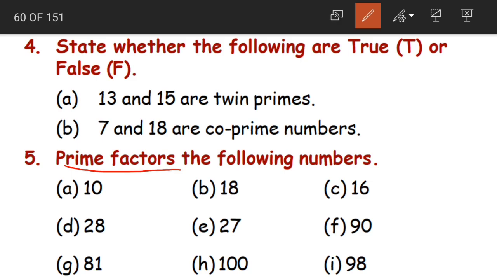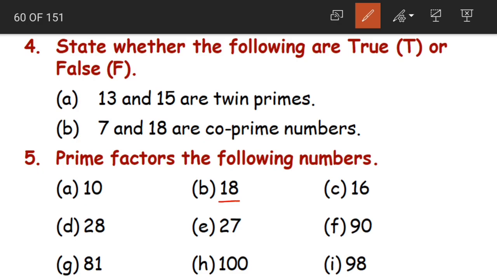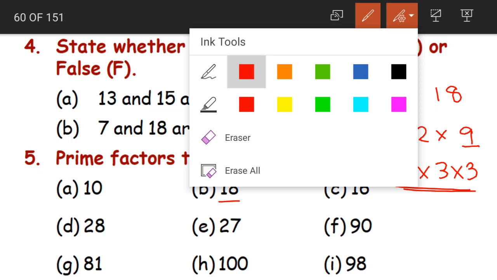Now coming to prime factorize the following numbers. That means we have to write the prime factorization. First one is 10. 10 can be written as 2 5s are 10. Now both are prime numbers. So this will be our prime factorization. Next 18. 18 can be written as 2 9s are 18. 2 into, again 9 can be written as 3 into 3. So this is our prime factorization.